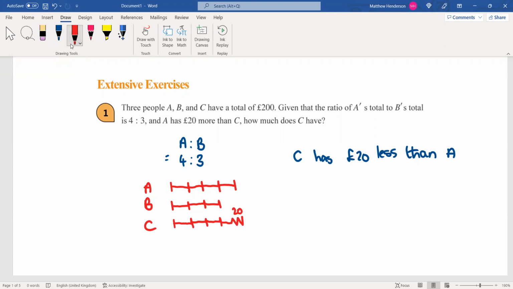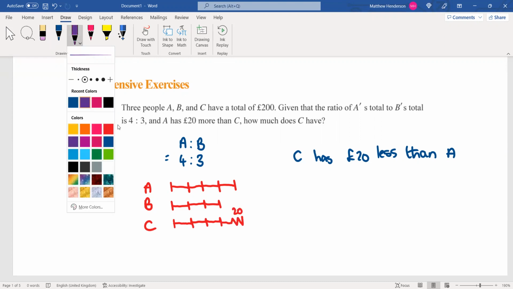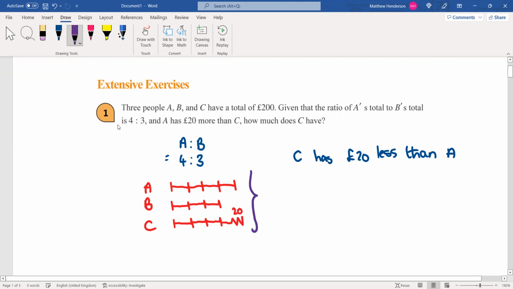Now in total, we already know that we've got £200 for all of those things. So if we want to treat this as a parts problem, we need to have a whole number of parts. At the moment, we've got 7 plus this strange amount of parts for C.